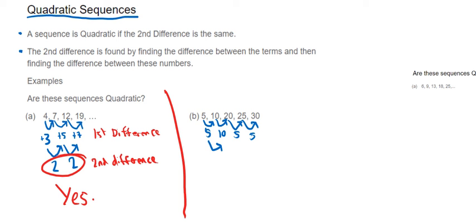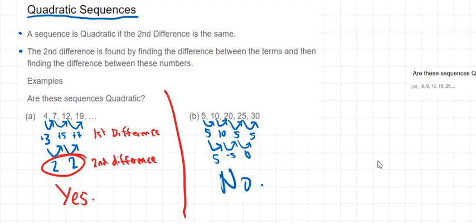So let's have a look at the second difference. The difference between 5 and 10 is 5. Between 10 and 5 is minus 5, you have to go back 5. And then the difference between 5 and 5 is 0. You can see clearly that they're not the same. So the second difference is not the same there. Therefore, it's not a quadratic sequence.